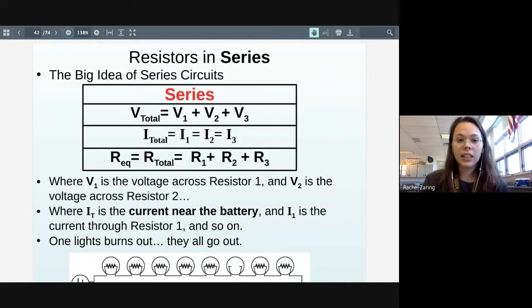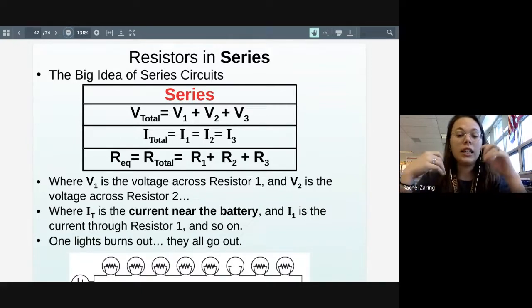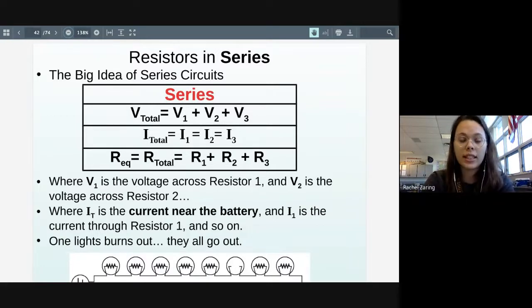So the second thing that we learned is that current is the same everywhere. The total current is the same as the current across resistor 1, which is the same as current across resistor 2, which is the same as current across resistor 3. All right, the third thing we learned about is a new vocabulary word. What is an equivalent resistance? Well, it's just the total resistance across the entire circuit, and we also learned that this is additive. So it's going to be the resistance of the first resistor plus the second plus the third.